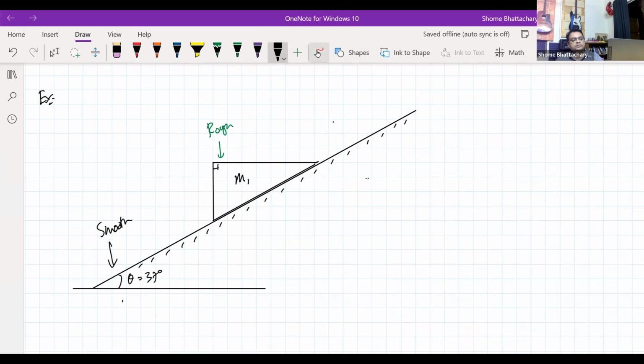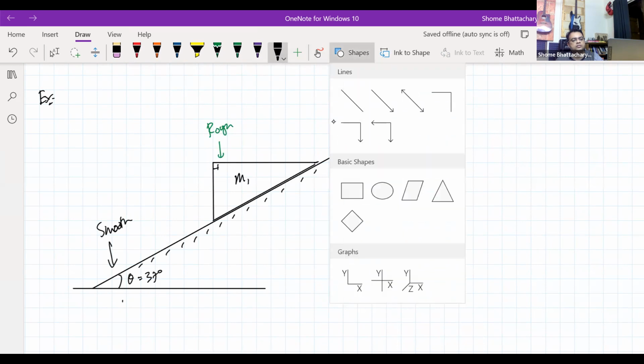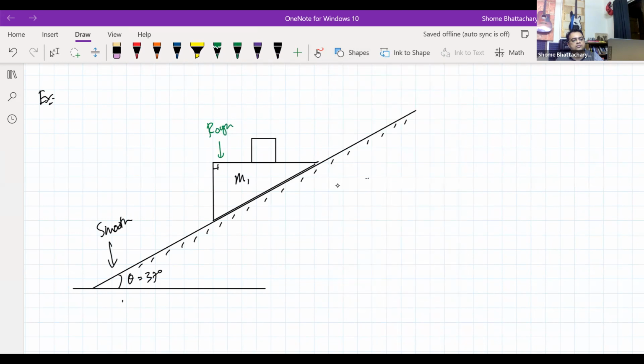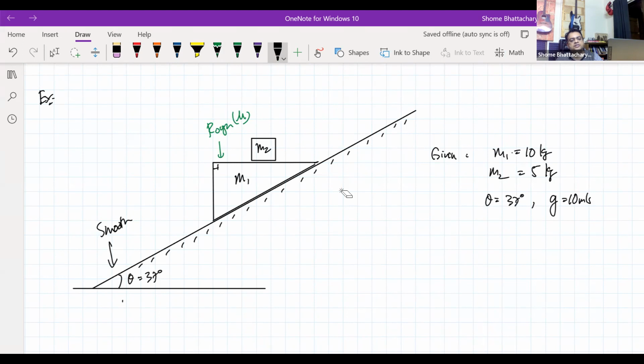And on top of this, we have kept a block, M2, like this. So if this surface has a coefficient of friction mu, given that these masses are 10 kg and 5 kg respectively, theta is 37 degrees, and g is 10 meters per second square.